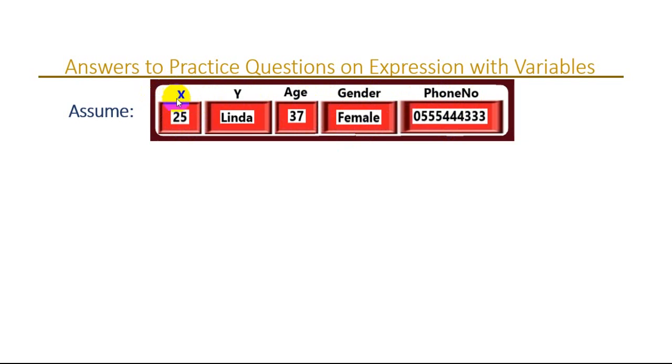They can change. X can change. It need not always be 25. If you put 35 there, it will be 35. Same goes for all these other variables. So the variable names are X, Y, age, gender and phone no. The contents are 25, Linda, 37, female and 0555 444 333. Okay, and we know exactly where each one is stored because we have put that under that name. So under Y we have stored Linda. So like that, these are the variable assumptions.